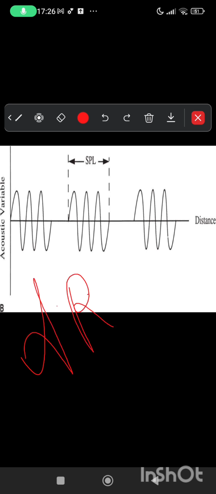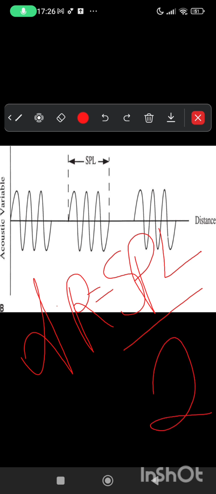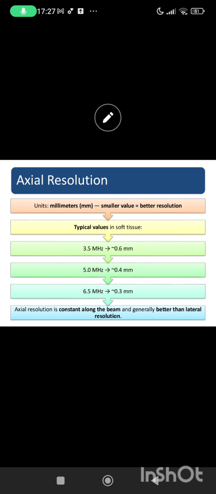And we should also know its formula. Axial resolution is equal to SPL divided by 2, where SPL is number of cycles multiplied by wavelength. The unit is millimeter. A smaller value means better resolution. The smaller the value of the resolution, the better it is.